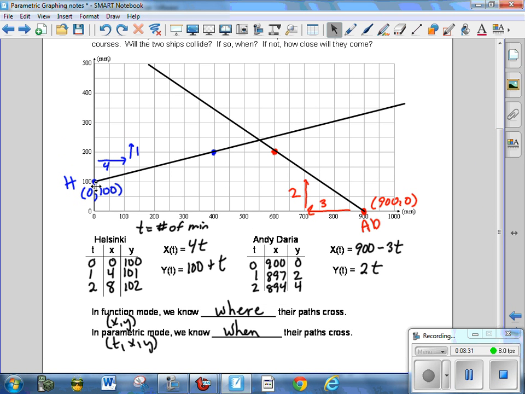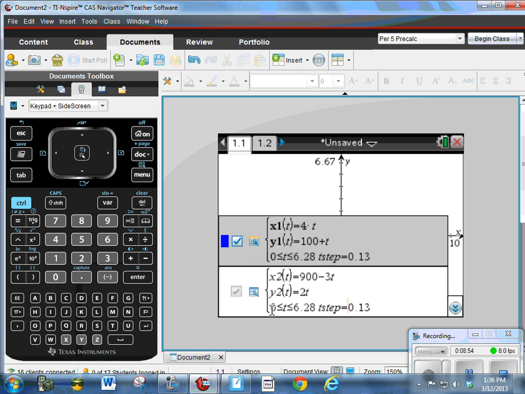And notice it took 100 minutes to get from this point to this point for the Helsinki. So if I want to see that point of intersection, I'm going to need t to be bigger than 100. Probably 200 would suffice. So I want to set my t from 0 to 200. Right now it's at 0 to 6.28, which will show me about just a little bit of its path, but not much. So I'm going to change my t here to 200. I'm not sure if I can change the other one.